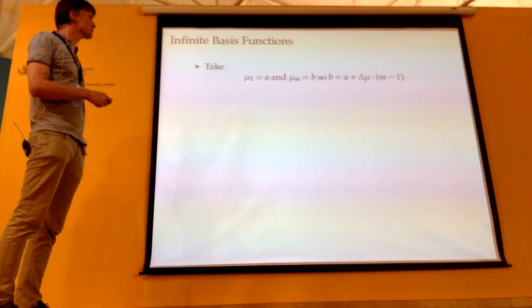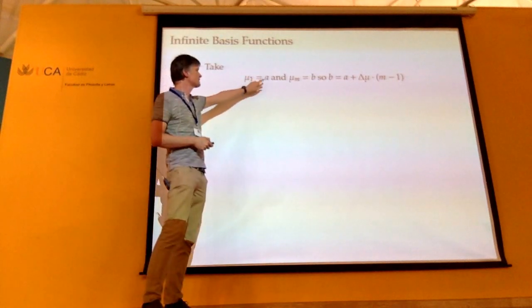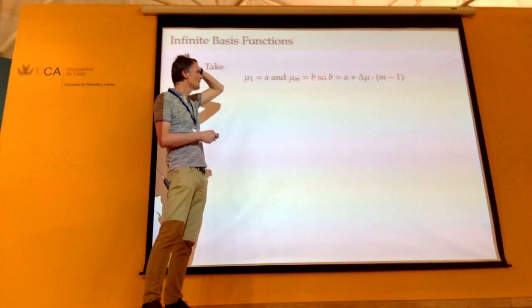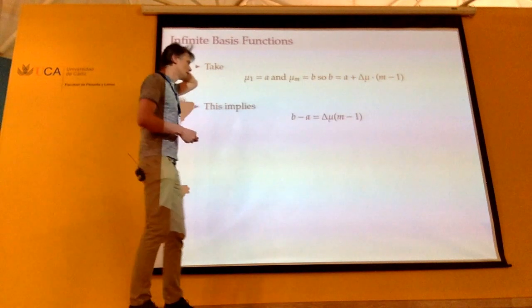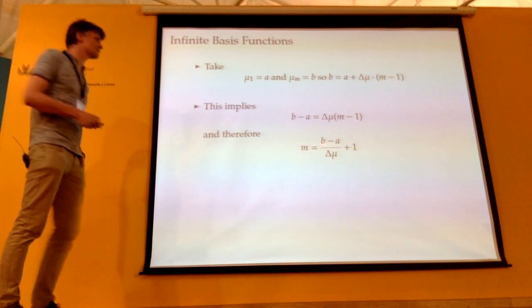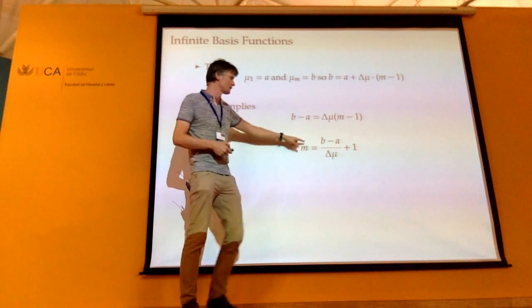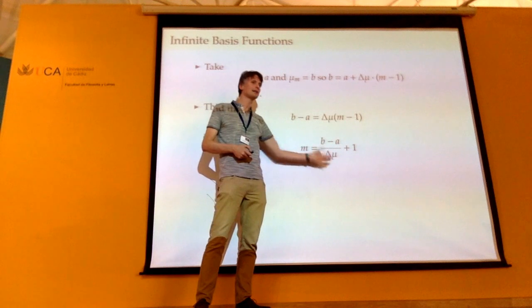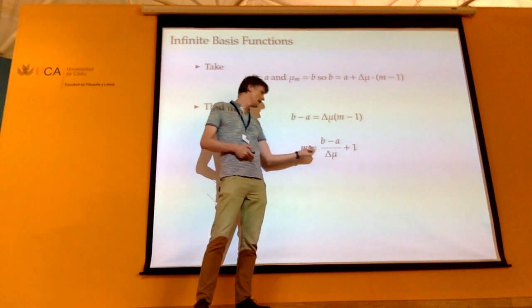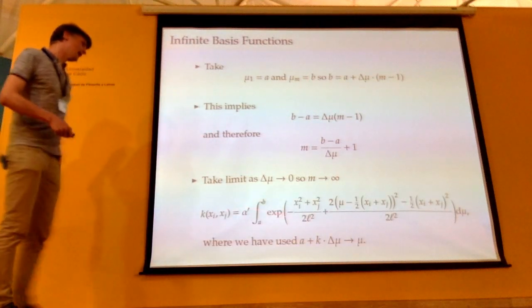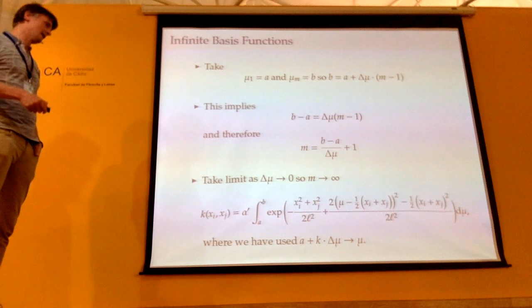I make a few substitutions. I decide that the first basis function is centered at a, and the last basis function is centered at b, so that if I've got m basis functions, b is equal to mu_m. I'm going through this fairly quickly, but you can see it in the slides. That allows me to realize that m, the number of basis functions, is given by that interval divided by delta mu, plus 1. So now I can say, okay, I'm going to take delta mu to 0, and I can scale m up to infinity. And once I do that, I get this integral replacing the old sum.